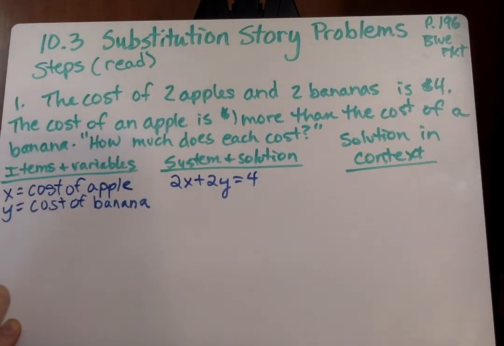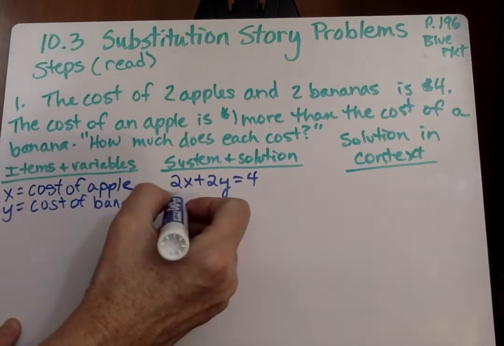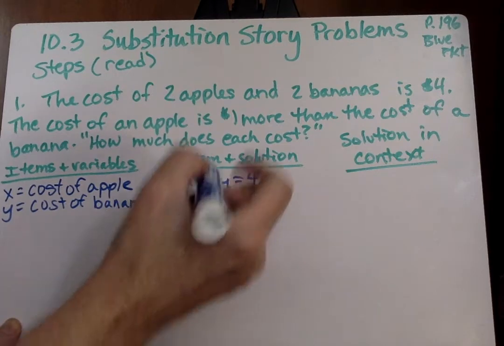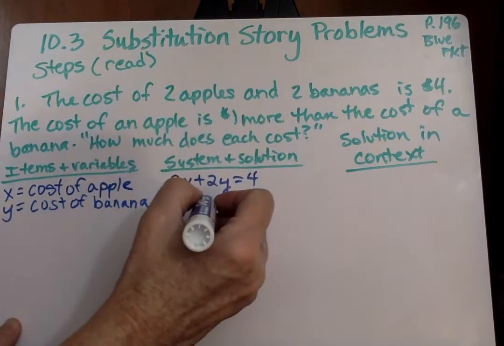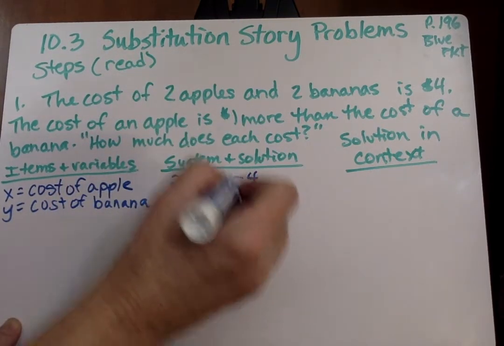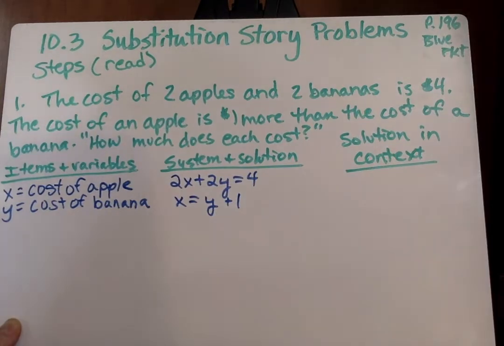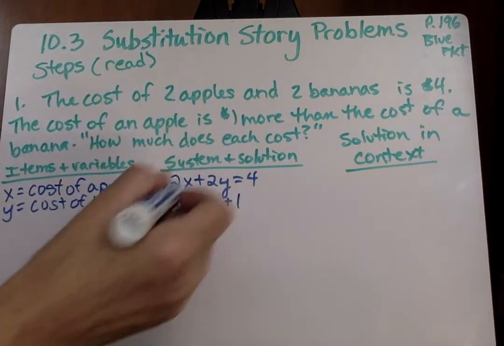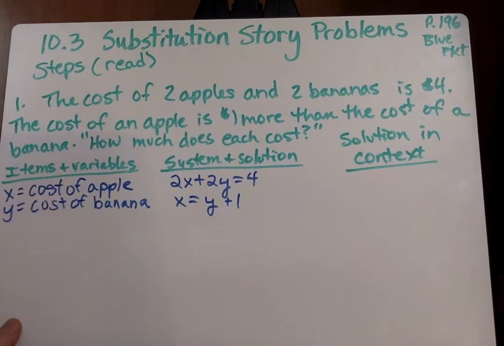We also know that the cost of an apple, our x, is $1 more, so it's going to be y plus 1, than the cost of a banana. So here we have our two equations. Here are our items and variables. Now we just need to solve this.